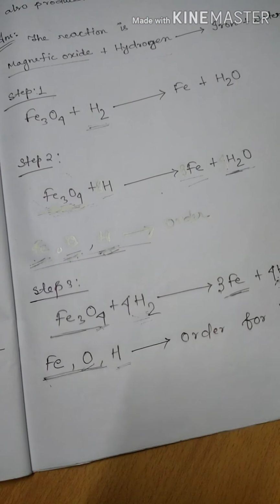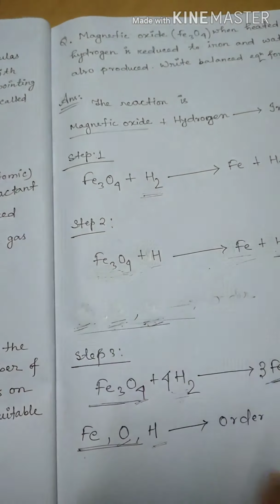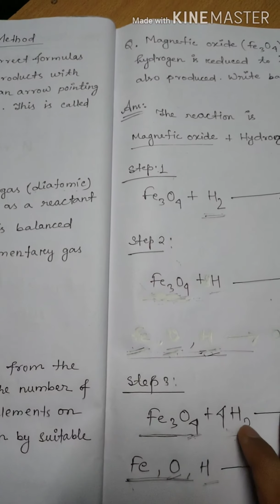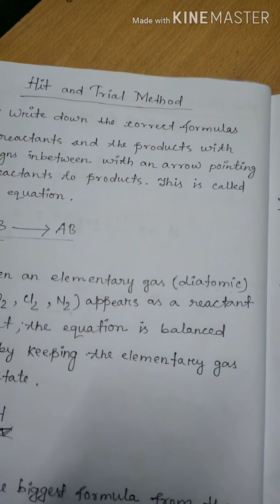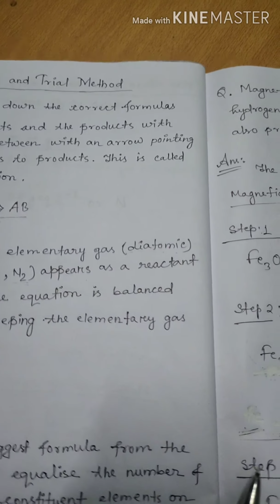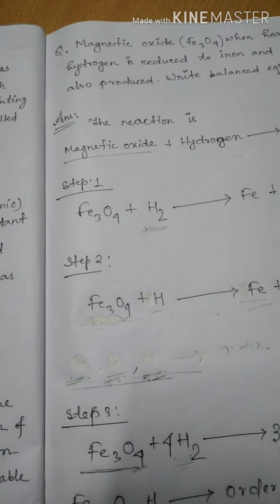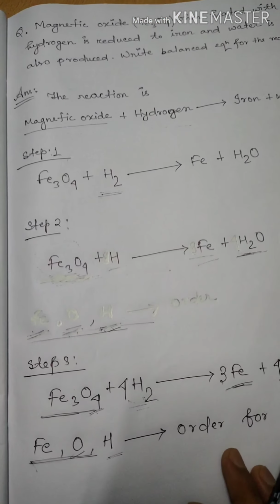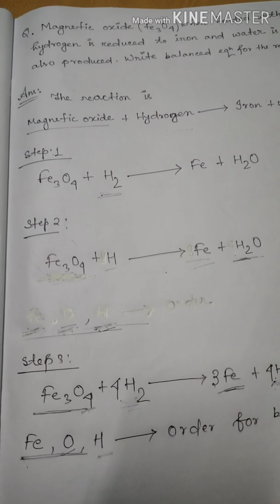Okay, so using this hit and trial method, you can balance the chemical equation. I think these things are clear.